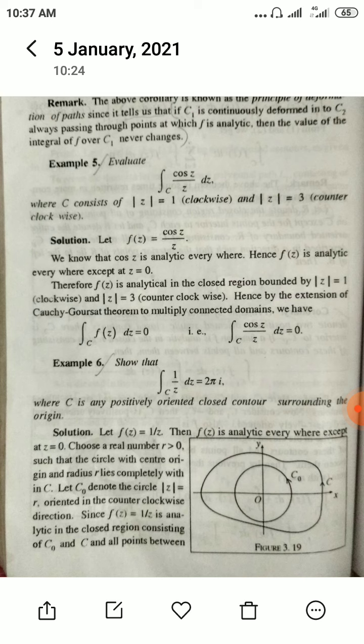Just apply that. Now example 6: show that integral over c 1 by z dz is equal to 2 pi i, where c is any positively oriented closed contour surrounding the origin.